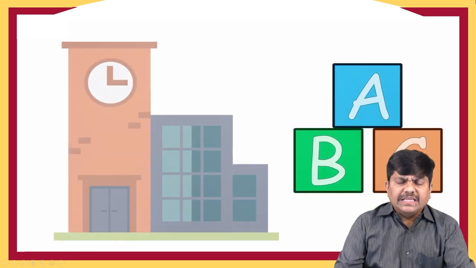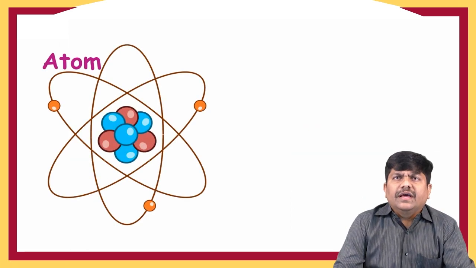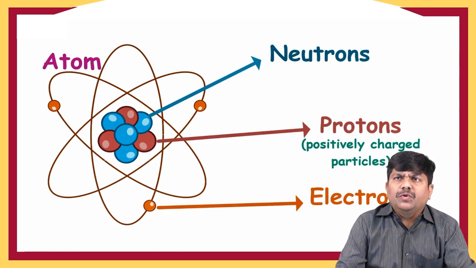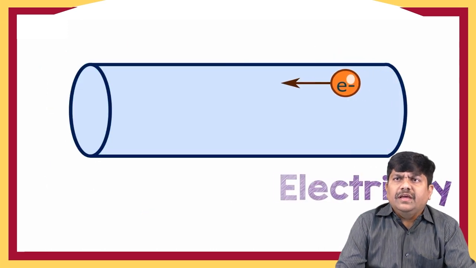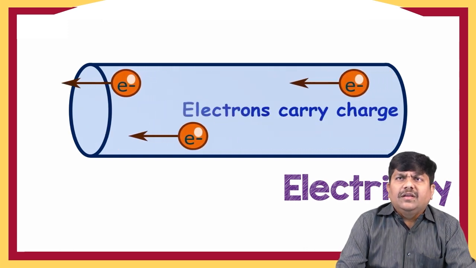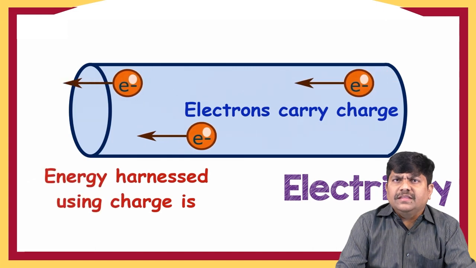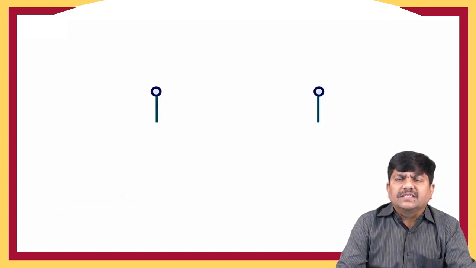So what are the basic requirements? Now we are going to take voltage, current and power. Any atom is a combination of three particles: neutrons, protons and electrons. Protons are positively charged particles, electrons are negatively charged particles. Through any conductor, electrons carry charge, and the movement of these electrons is like this. Energy harnessed using charge is nothing but electricity.